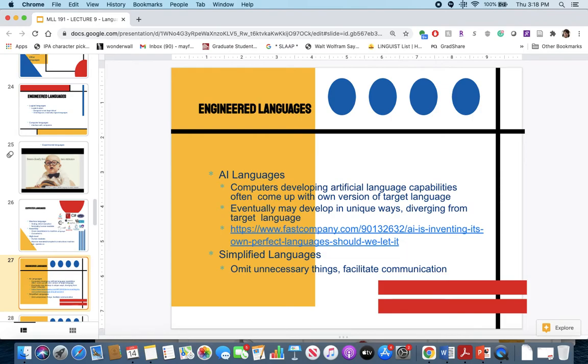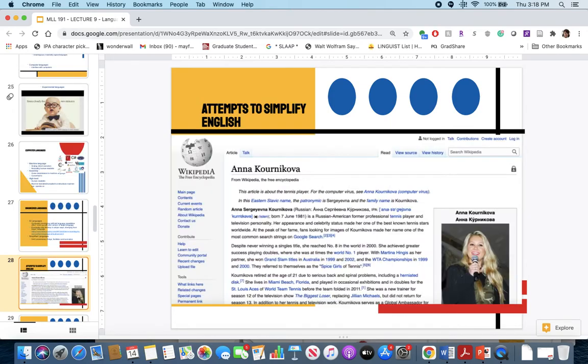Other people also engineer languages to make them more simplified, right? To omit unnecessary things and to facilitate communication. So actually, Wikipedia has a simplified version. If you've ever been on Wikipedia, it will have an artist, it will have the subject. So this is an article about Anna Kournikova. She's a Russian American tennis player, right?